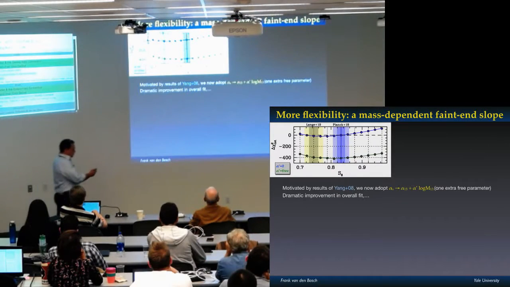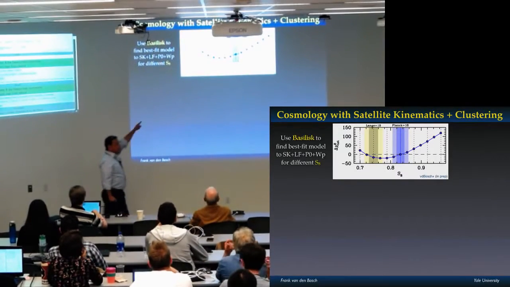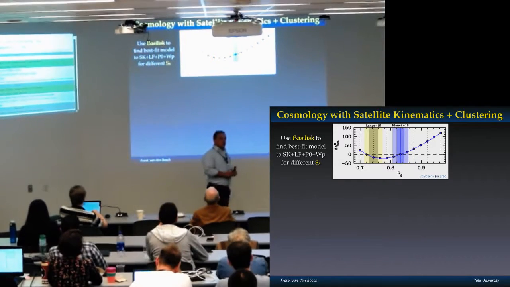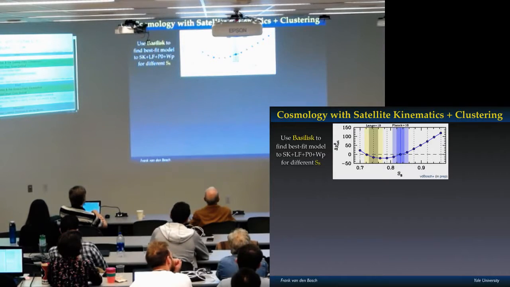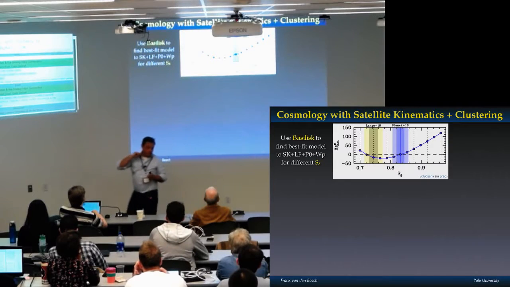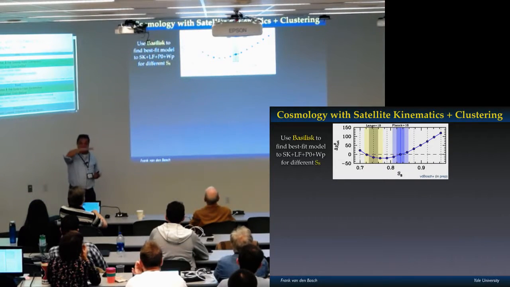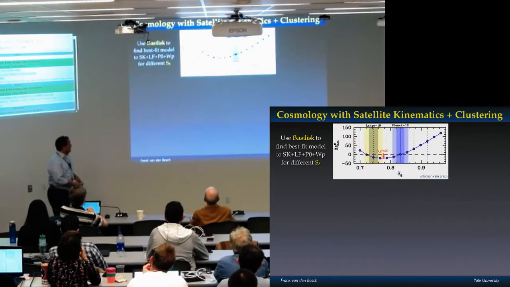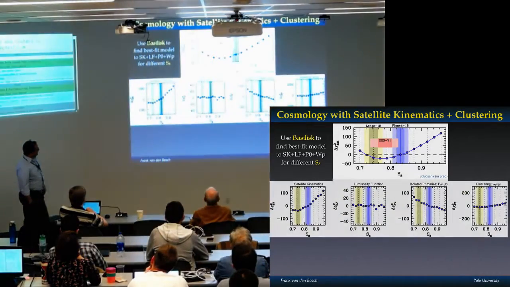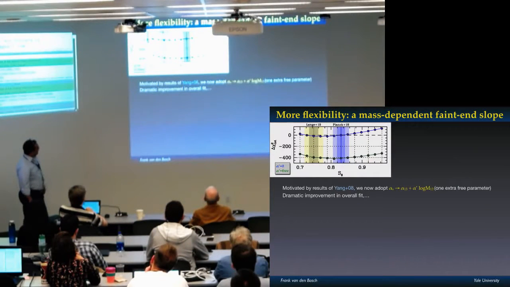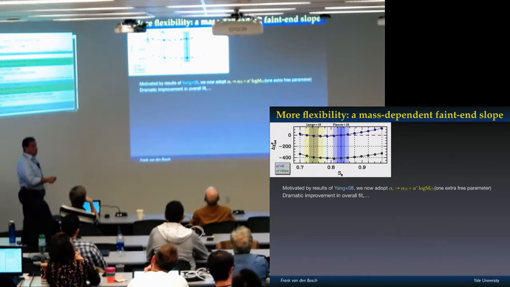But what I didn't tell you, let's go back one step. What I didn't tell you here is that I used this standard conditional luminosity function where I keep the faint end slope fixed. It doesn't depend on halo mass. So now all I do is I add that 1 degree of freedom. Now the faint end slope is allowed to vary with halo mass. And what I get is this. So the chi-square drops by 400. I added 1 stupid degree of freedom.